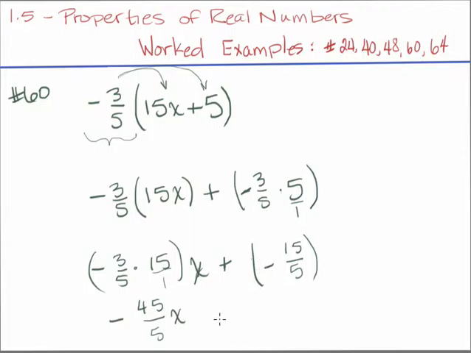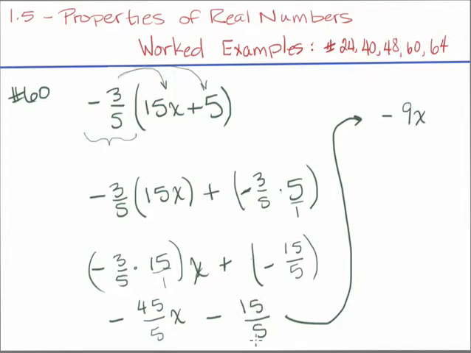Addition of the opposite can be written as subtraction. So I get minus 15 over 5. And finally, 45 divided by 5 is 9. And 15 divided by 5 is 3. So this is my final answer.